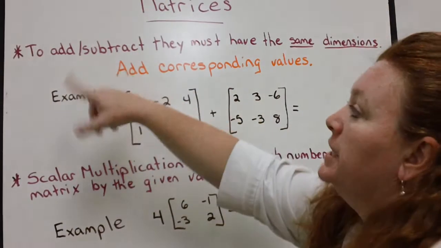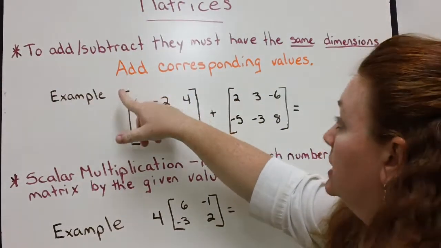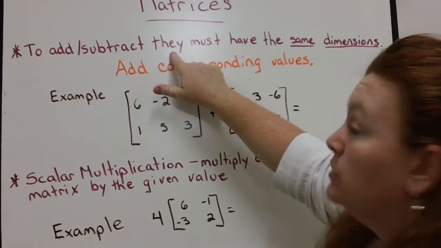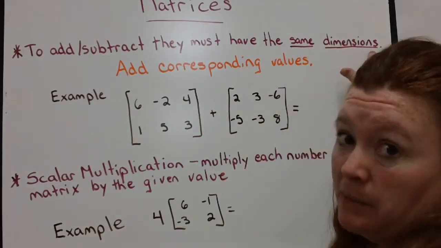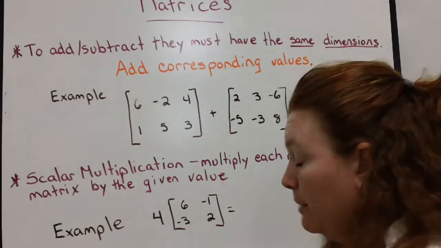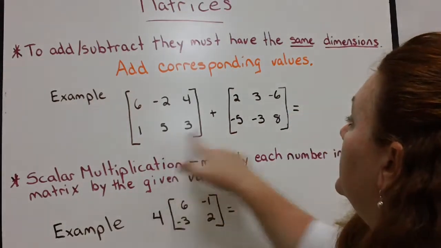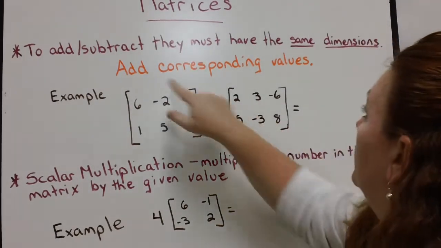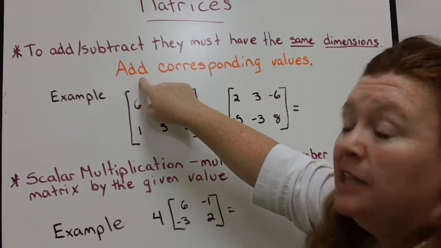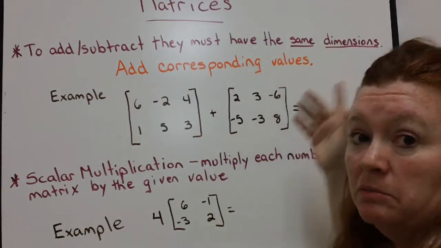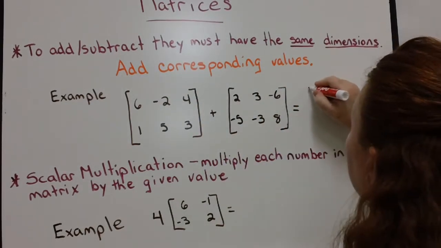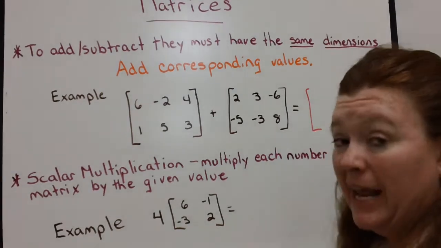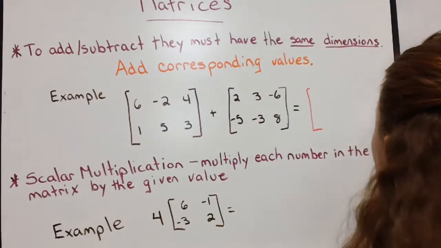Now, the second thing is adding and subtracting matrices. There's a major rule that you have to keep in mind. To add two matrices, they must have the same dimensions, exactly the same. Can't be different at all. These two matrices have the same dimensions. So, what I have to do is I want to add corresponding values. What does that mean? Well, I started with a pair of 2 by 3 matrices. I'm going to end with a 2 by 3 matrix.